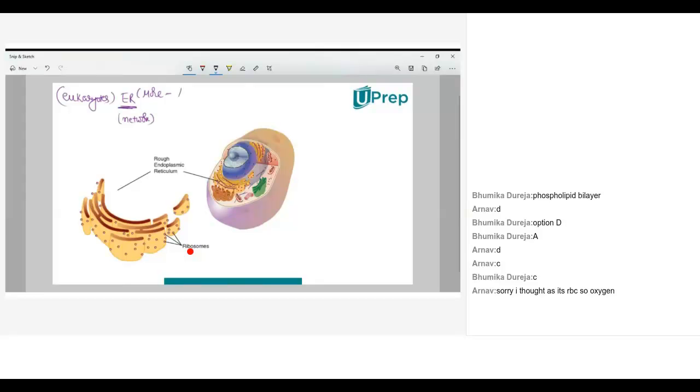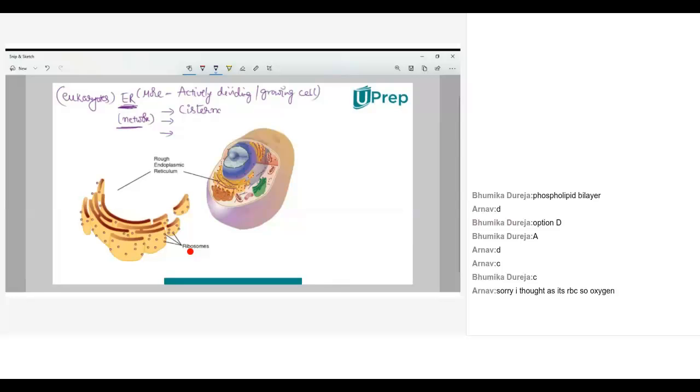So where will you find more endoplasmic reticulum? You will find it in actively dividing cells. The actively dividing or actively growing cells will have more endoplasmic reticulum. So that's about the importance of the endoplasmic reticulum. Now, as I said, it is a network of structure. It possesses three parts.